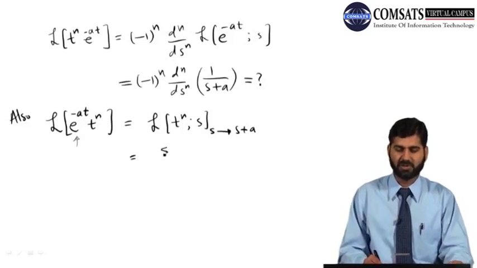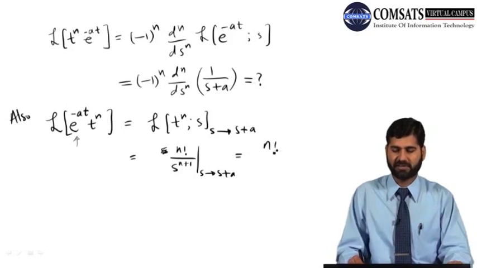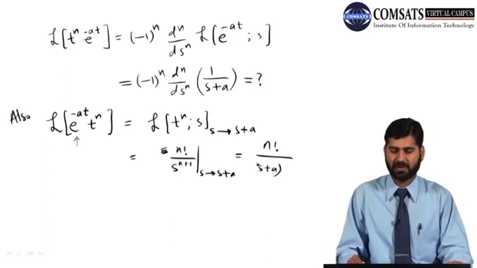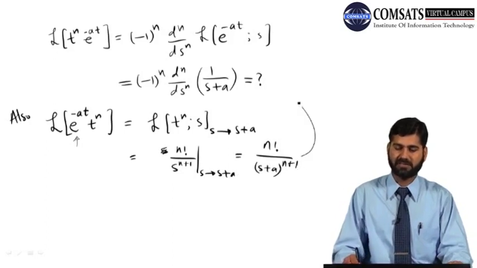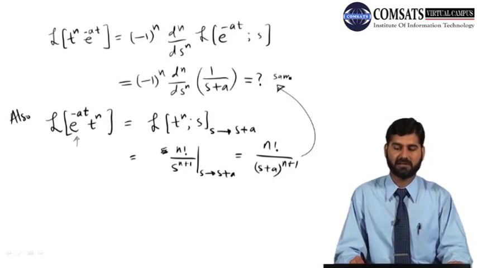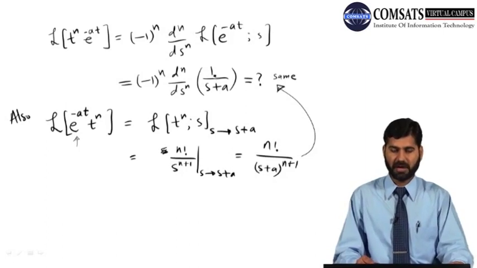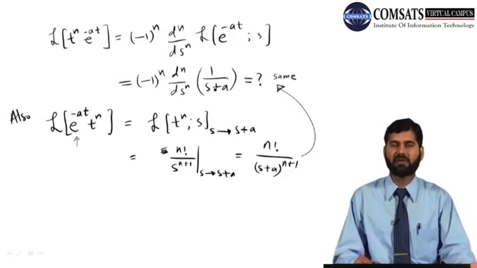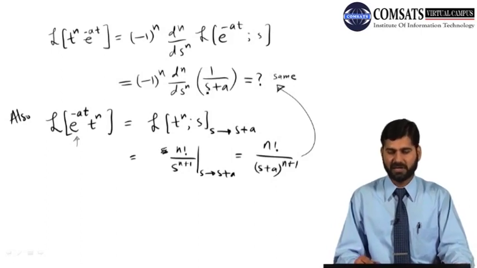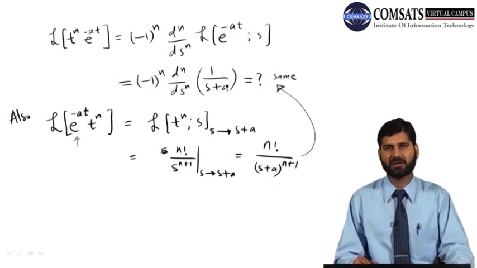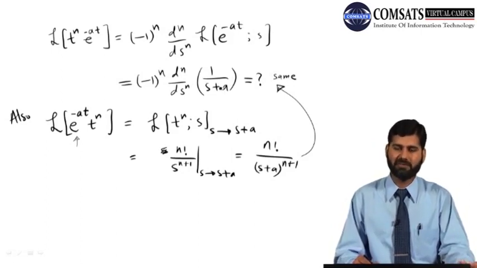It's your choice. It was n factorial over s^(n+1). Here s will be shifted to s plus a, so you will get n factorial over (s plus a) to the power n plus 1. And verify that you get the same thing here as well. Of course, when you take the derivative, one power increases. So the nth derivative will give you (s plus a) to the power n plus 1, because the first derivative gives you a square, the second gives you a cube, so the nth gives you n plus 1.